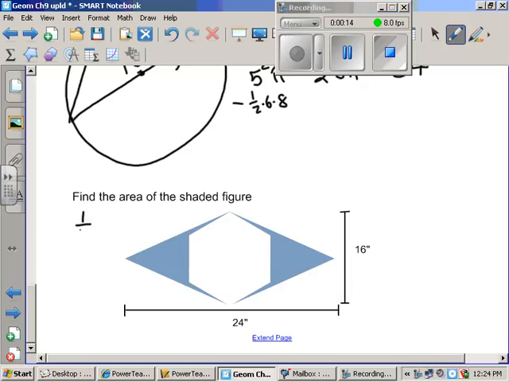The area of a rhombus is 1/2 d1 times d2. d1 is 24, d2 is 16. So 1/2 times 24 times 16, I think is 192, right? So that's the area of the big rhombus. Now I'm going to subtract out the area of the hexagon.